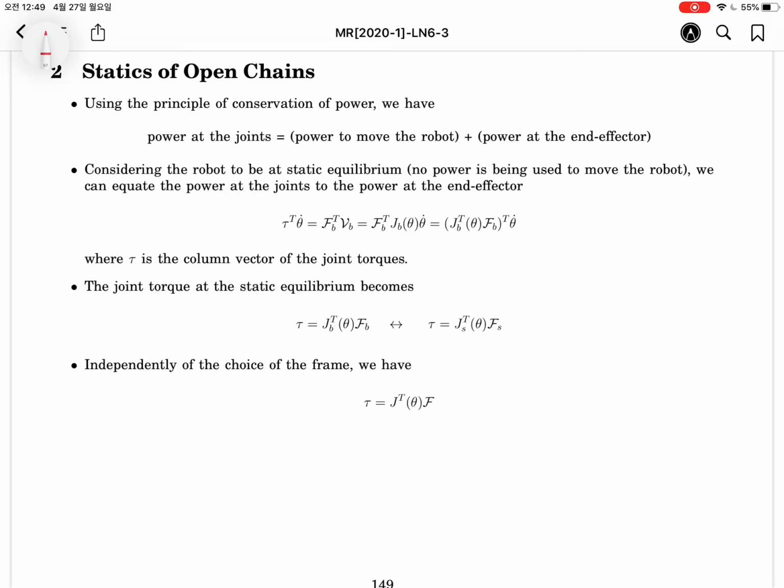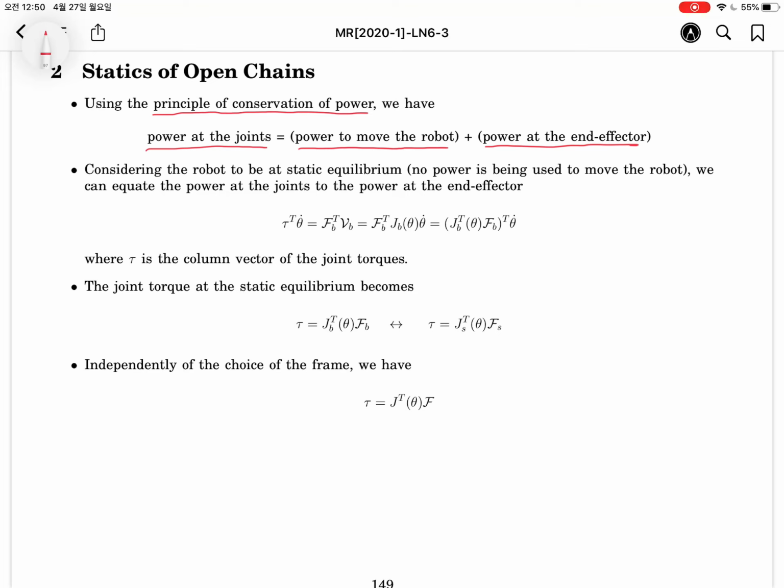The sections 5.2 through 5.4 are about statics, singularity, and manipulability in detail. Okay, let's get started with the topic of statics. As mentioned before, the principle of conservation of power is given by power at the joint as a sum of power to move the robot plus power at the end effector.